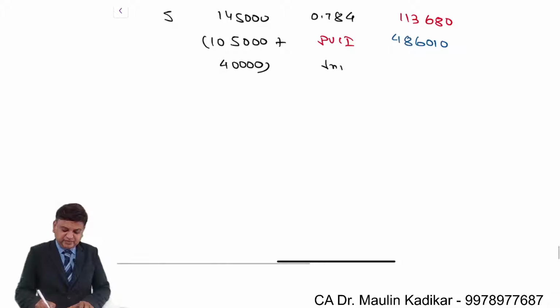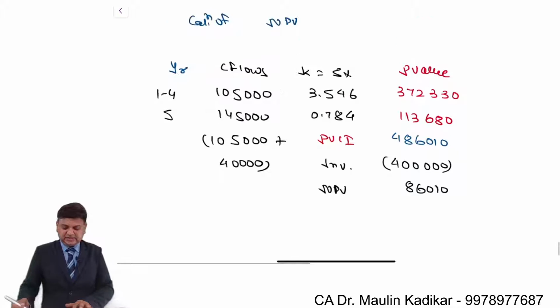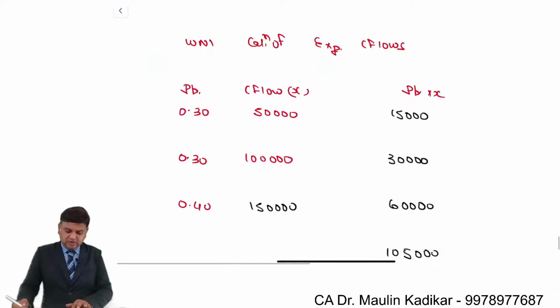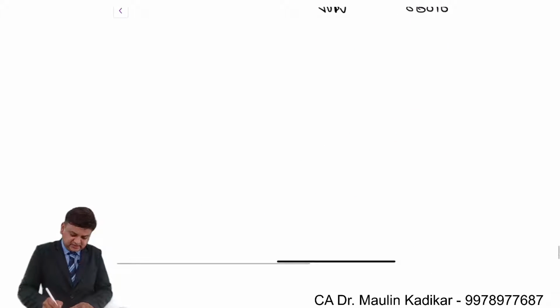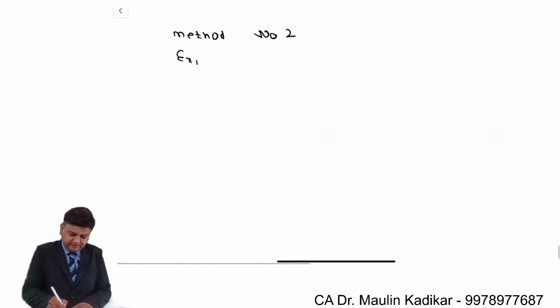From that, investment will be deducted. What is the investment? 4 lakhs. This is the way you can compute the NPV using the expected cash flow method. This is the first method, or otherwise a smart student like you can also do working like this. Method number 2, the expected NPV method.